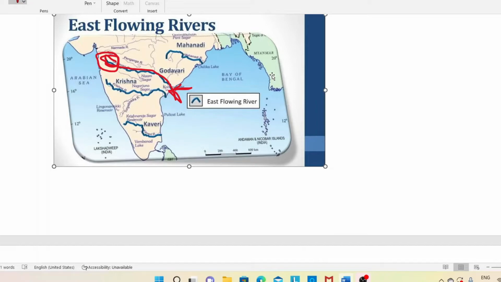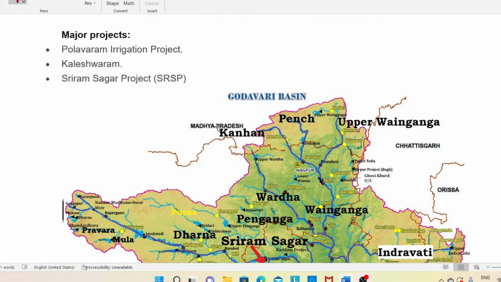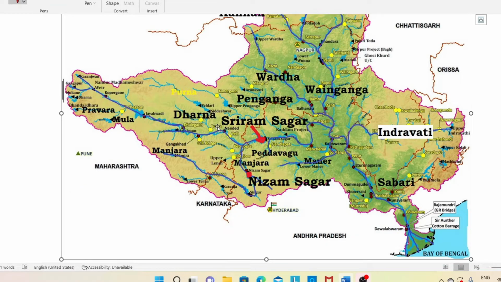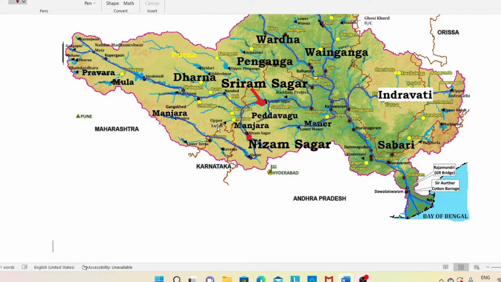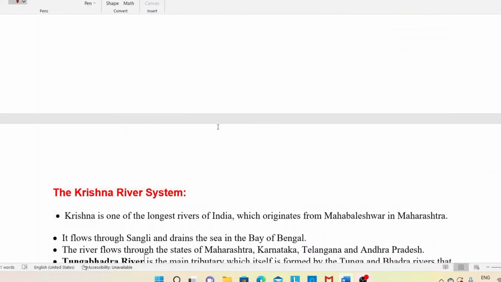Let's see the major projects of the Godavari River. First one is the Polavaram Irrigation Project, then the Kaleshwaram Project and the Sriram Sagar Project. These are the projects on the river basin of Godavari. This is about one of the important east flowing rivers, the Godavari river system. Let's see another east flowing river, that is the Krishna river system.